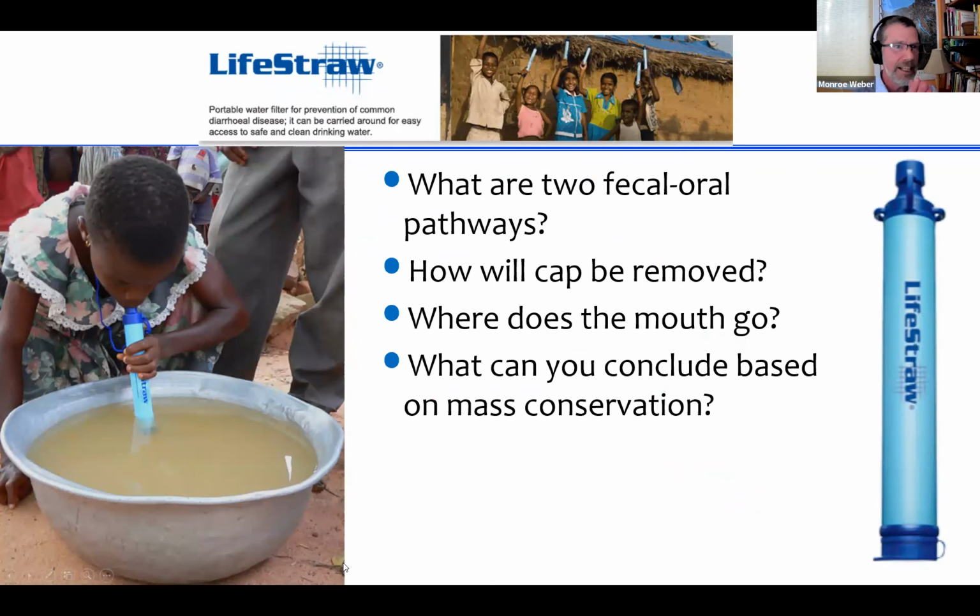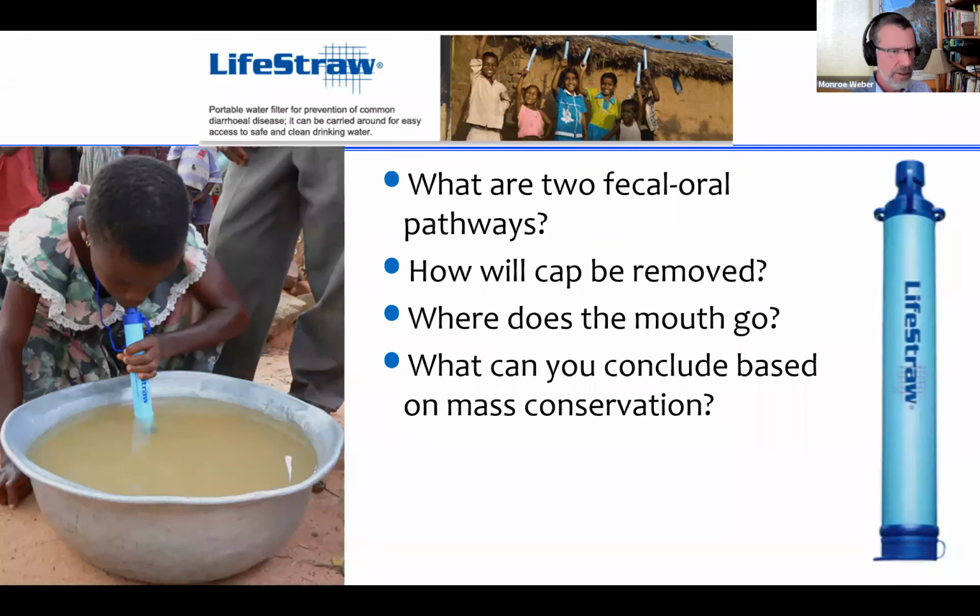Okay, so let's take this. Here's an interesting opportunity. It's a really cool device that's called the Life Straw. This is current technology. I don't know, it's a number of years old. It's been out there for a while, and it can be a way to deliver safe water to people where they don't have access to safe water.